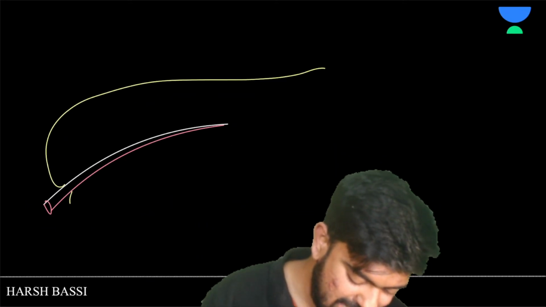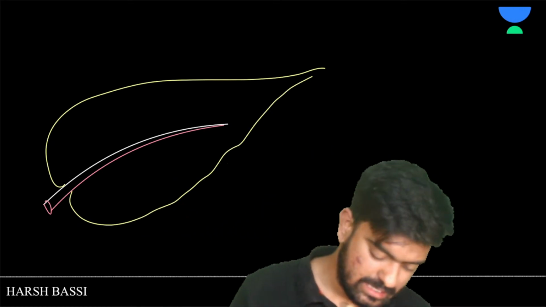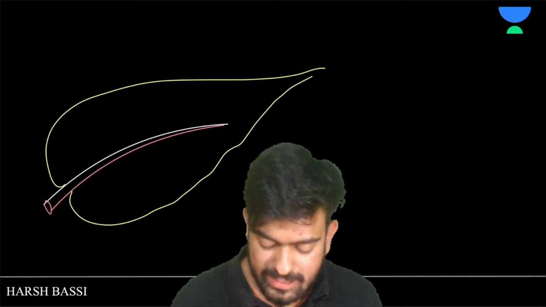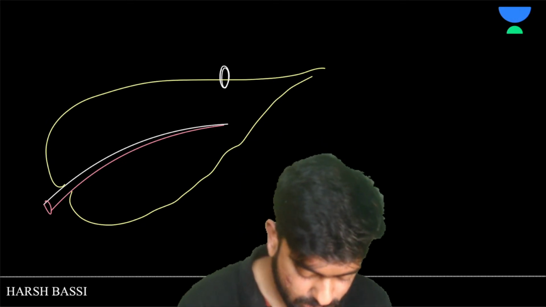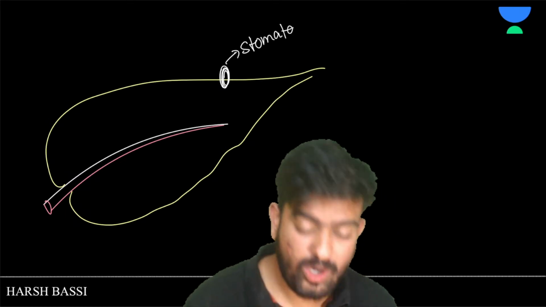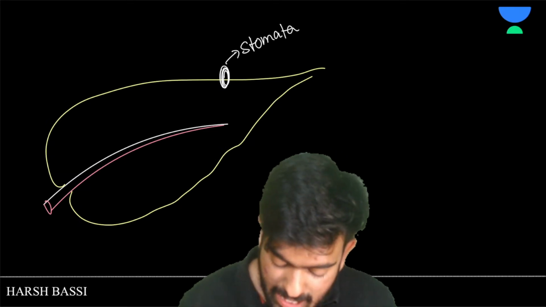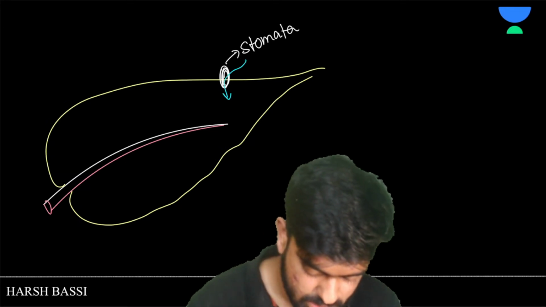See, so this is a leaf, okay? And inside this leaf, I told you that the leaf has stomata, yes or no? Yes, this is the stomata. What comes from the stomata, sir? From the stomata, there comes the carbon dioxide. Yes?